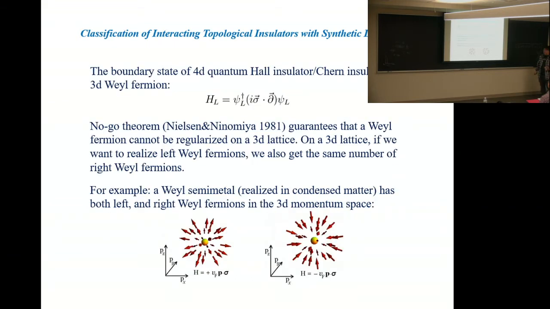Let me say a little more about the 4-dimensional Chern insulator. Its boundary will be a single Weyl fermion, the left Weyl fermion. There's a no-go theorem, mentioned before in this conference, that on a 3-dimensional lattice, if I want to realize the left Weyl fermion, I will have to realize the right Weyl fermion as well. That's why in the Weyl semimetal we have to realize both the left and right Weyl fermions in the same Brillouin zone. But as the boundary of the 4-dimensional system, we can realize a 3-dimensional left Weyl fermion on one boundary and the right Weyl fermion on the other boundary.